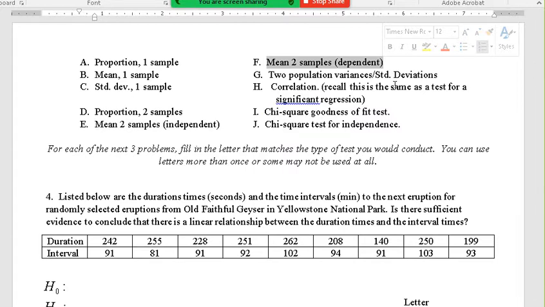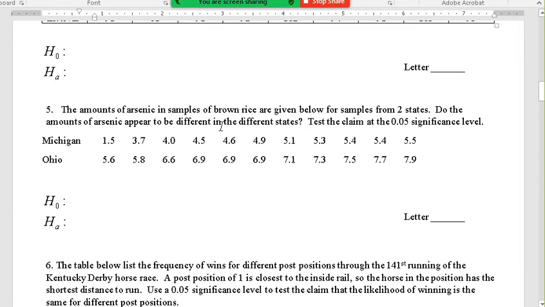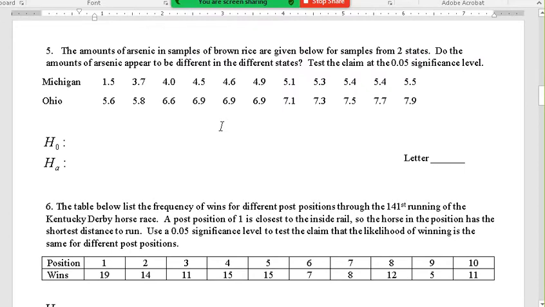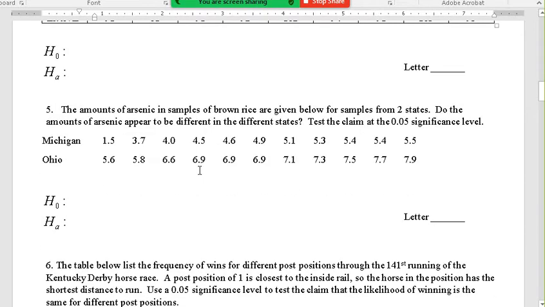Now, if you grab some rice from a bunch of different farmers in Ohio and did likewise with farmers in Michigan, do you think the amount of arsenic in each sample is going to be related to each other? Farmers from Michigan, farmers from Ohio? No. So that argues that these samples are independent. So that would be this one. Now, as far as the null hypothesis is concerned, the correct answer there would be E, and then stating the null and alternative hypothesis.